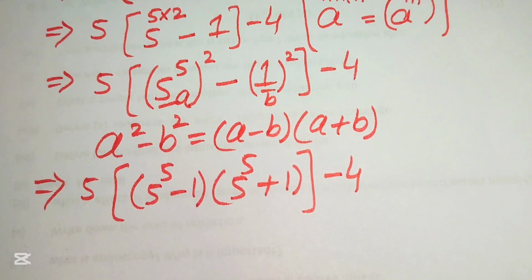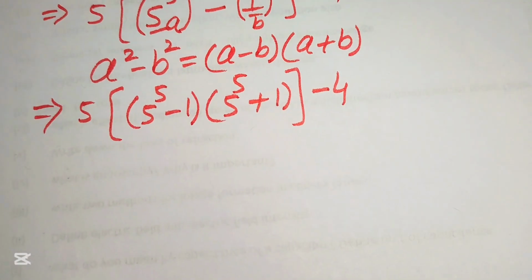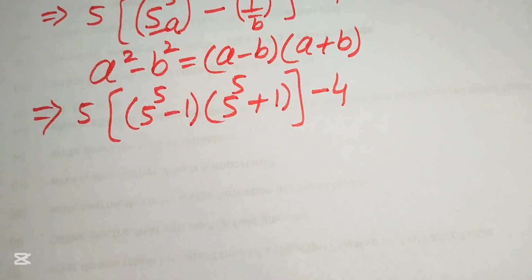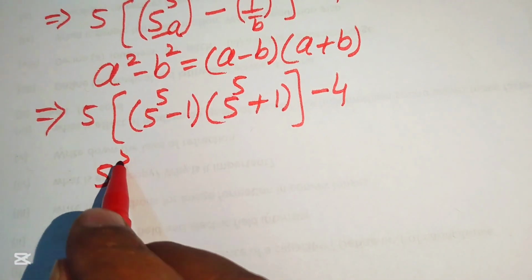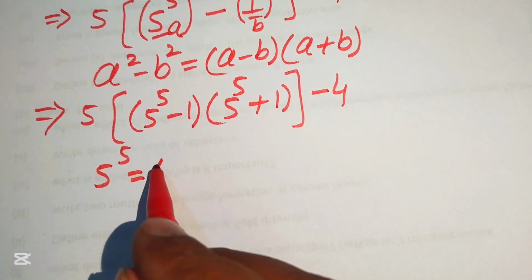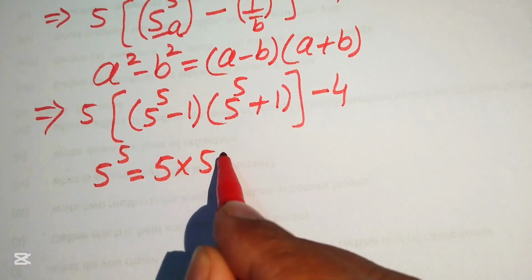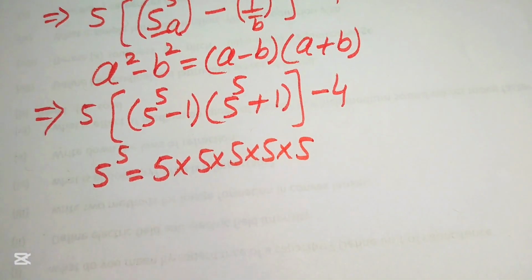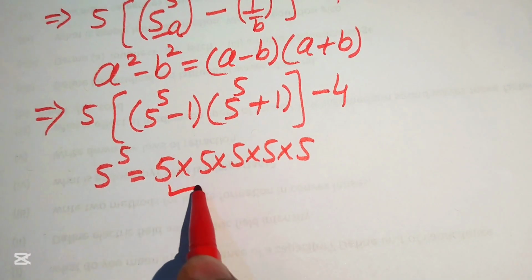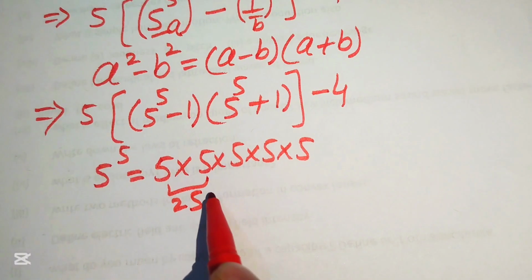Okay, now our next target is to find the value of 5 to the power of 5. I hope you very well know the meaning of 5 to the power of 5. It means that we need to multiply this 5 five times in this way. Now you see 5 times 5 becomes 25.